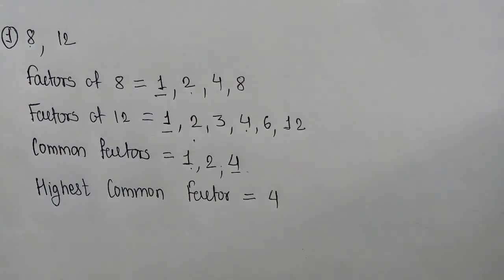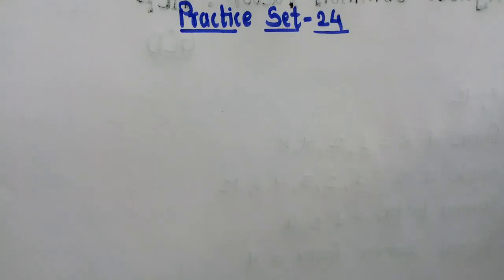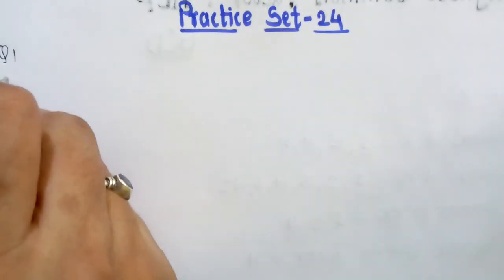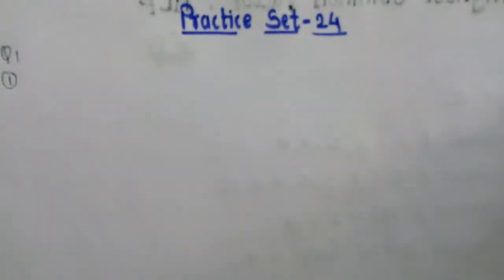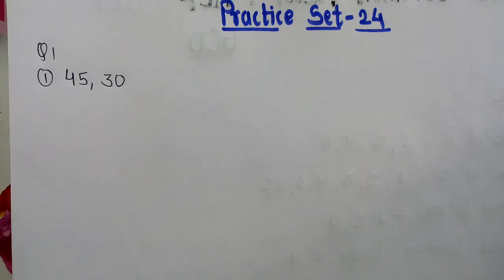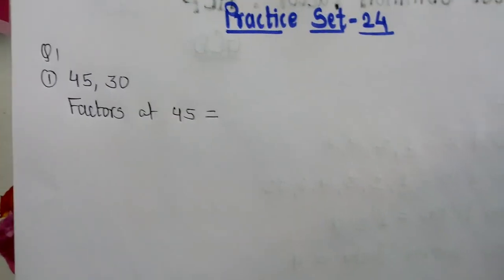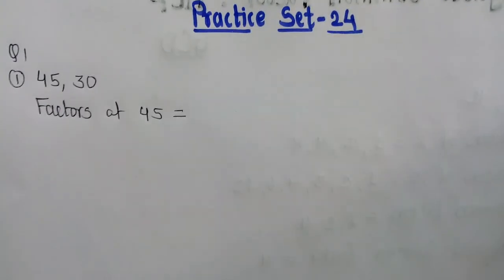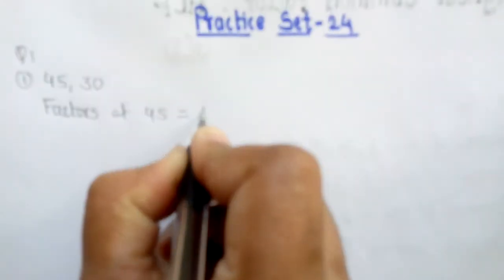Okay. Now we will see some examples from the practice set also. Practice set 24, first question. Find the HCF of the following numbers. And in that the first example is 45 and 30. Now we will find out factors of 45 and 30. So first we will write the factors of 45. The first factor of 45, you know the first factor is always 1.